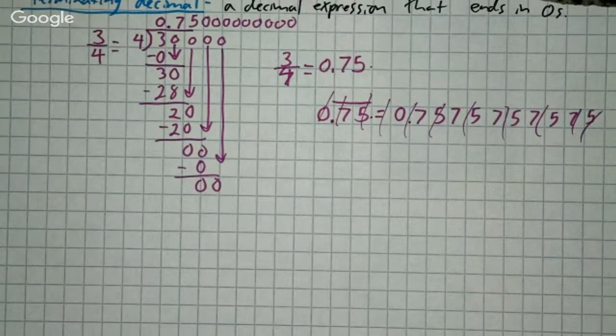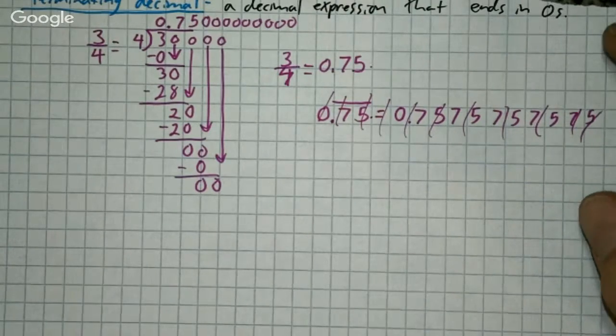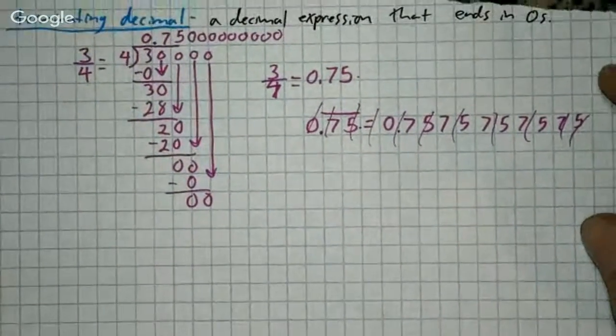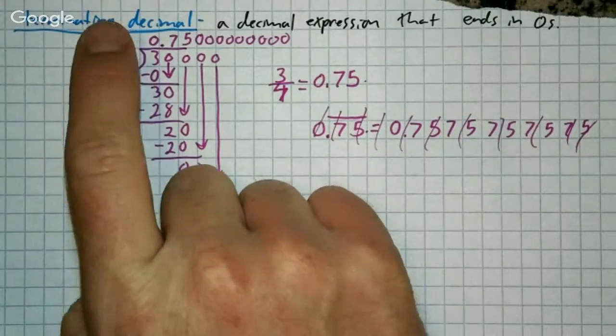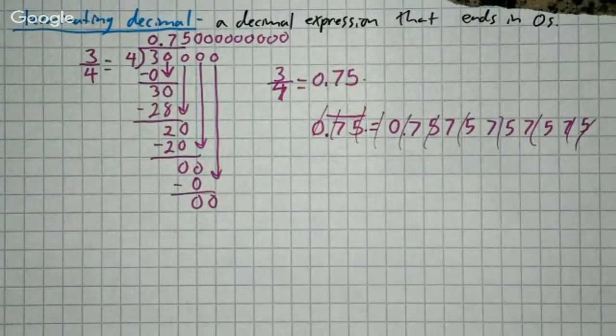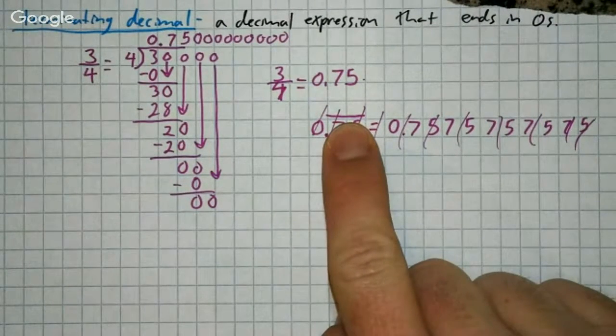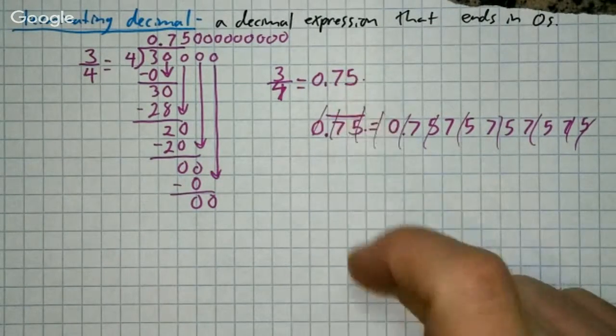Okay, so that is our terminating and our repeating decimals. Hopefully we understand that. That shouldn't be too difficult. We've seen things like this before. You know how to do long division. You just need to know which one is a terminating decimal and which one is a repeating decimal. And it's all about that right there: if there's a line or if there's no line.